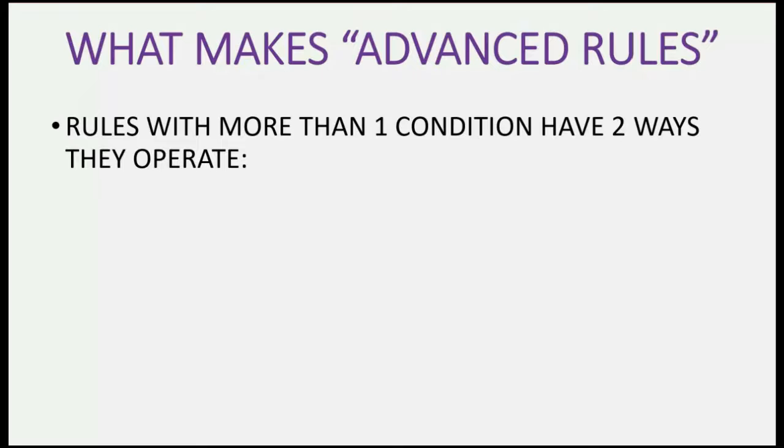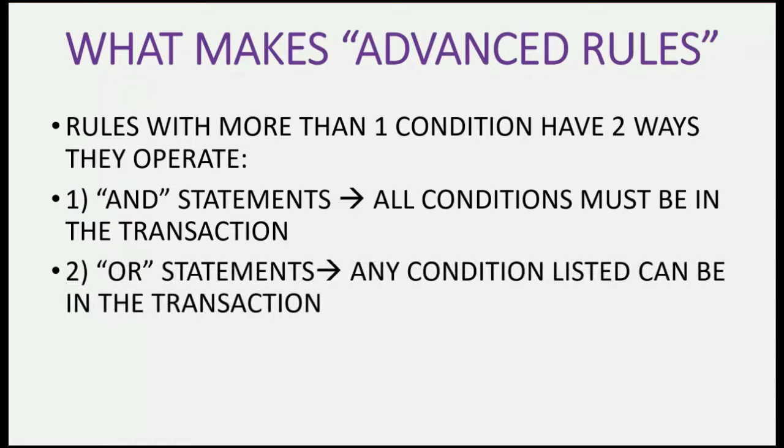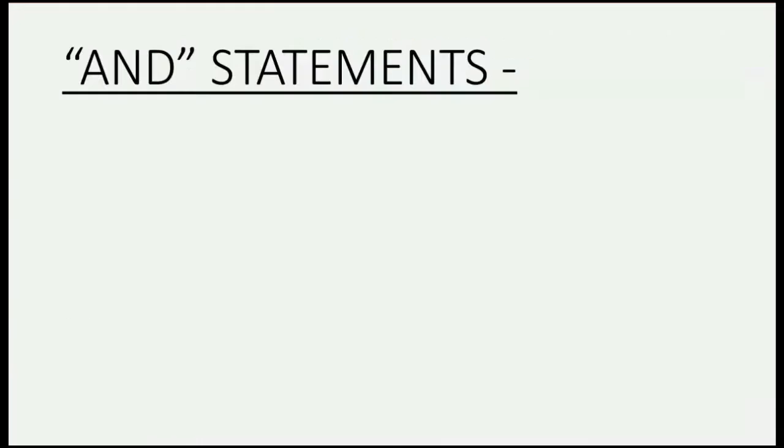You could make an advanced rule with one additional condition by using an AND statement, which means all conditions in the rule must be true in order for the transaction to be recorded with that rule. The other way to make a complex rule is to use an OR statement. That means that any one of the conditions listed in the rule must be true in order for that transaction to be recorded with that rule.